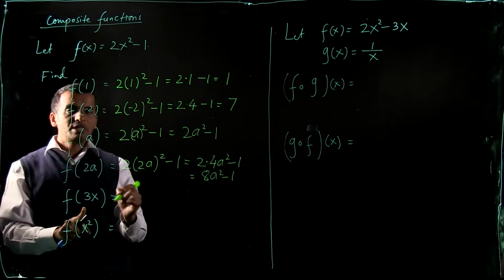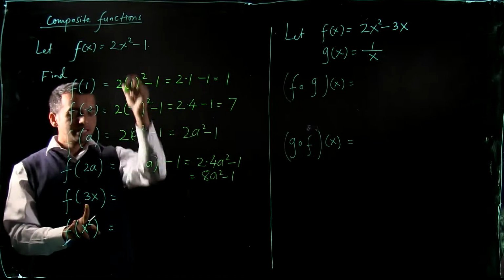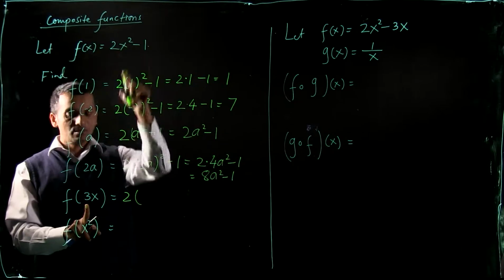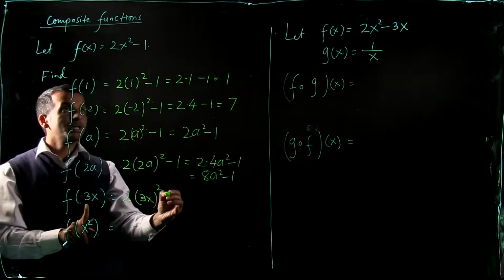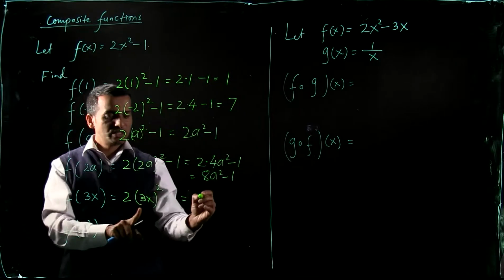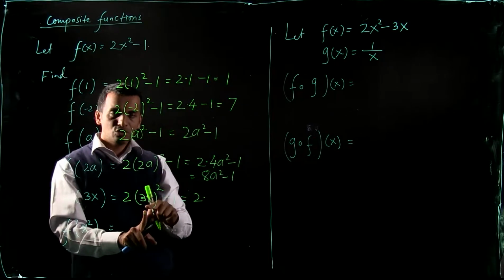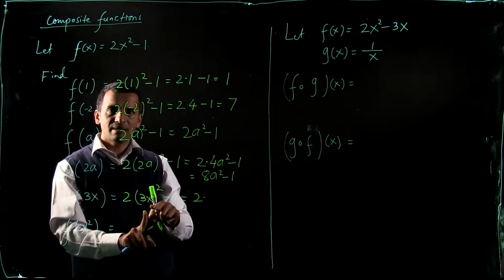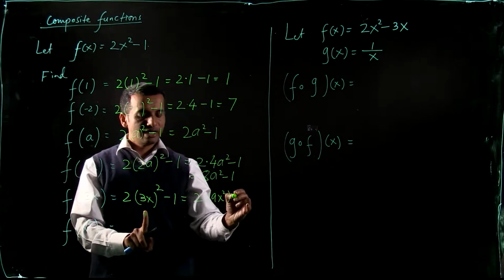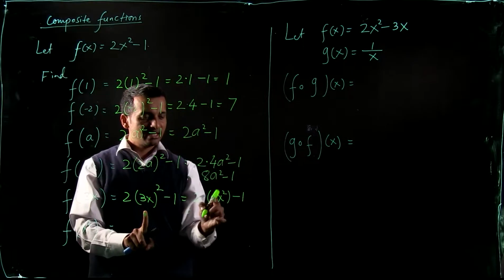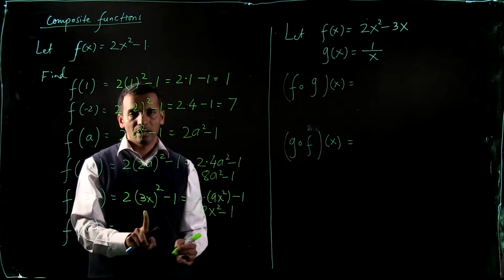Okay. Next thing is f at 3x. What does that mean? You replace all x by 3 times x. So you have 2 and then this x will be replaced by whatever you have here. So 2 times 3x squared minus 1. What is 3x squared? 3x squared is 3x times 3x, that is 9x squared, and then minus 1. 9 times 2 is 18, so 18x squared minus 1.